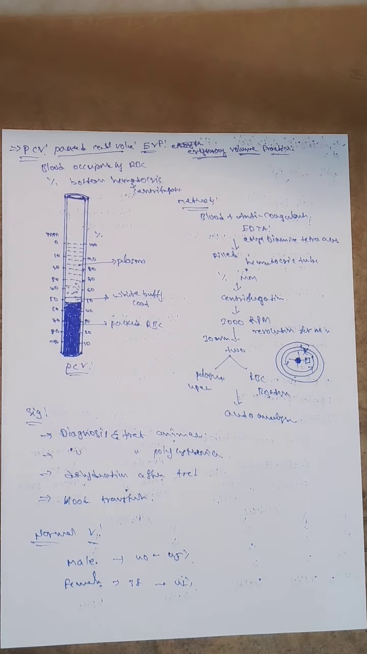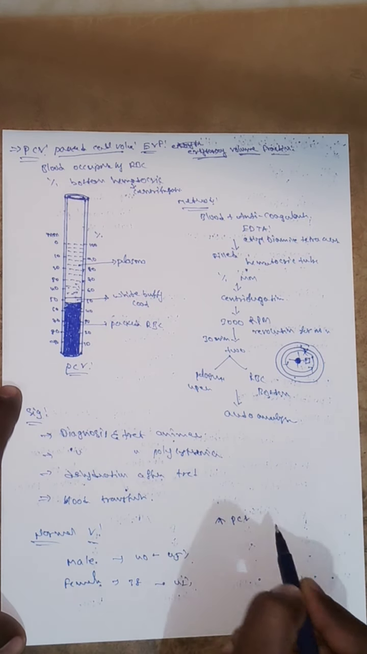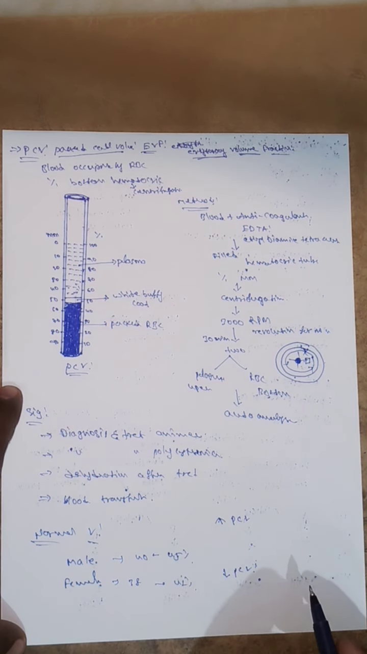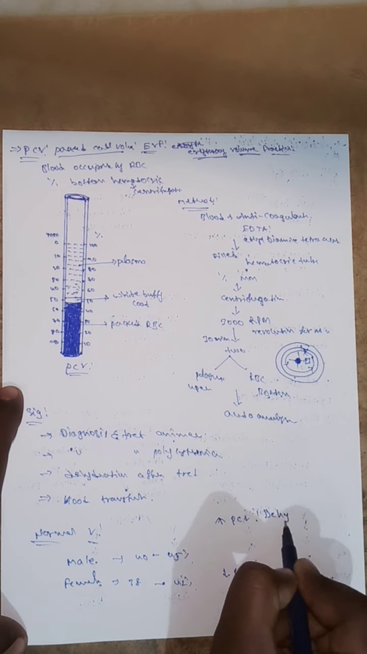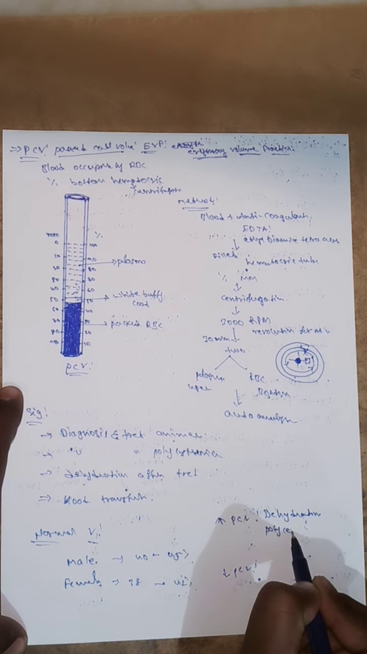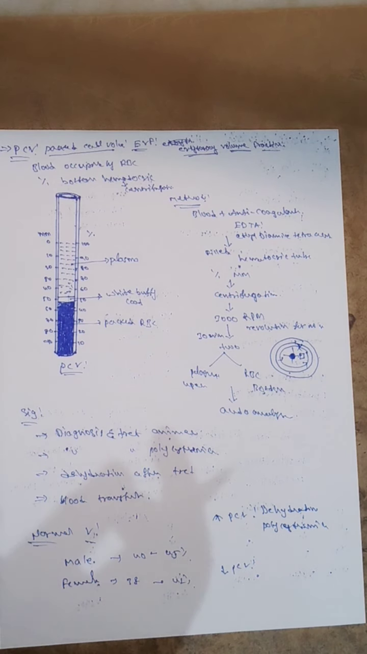Then in case of increase in this value, in case the PCV increases, what happens in the body? And when the PCV decreases, what happens in the body? In case of an increase, it produces dehydration and polycythemia. In case of increase of the PCV, it produces polycythemia, and dehydration also.